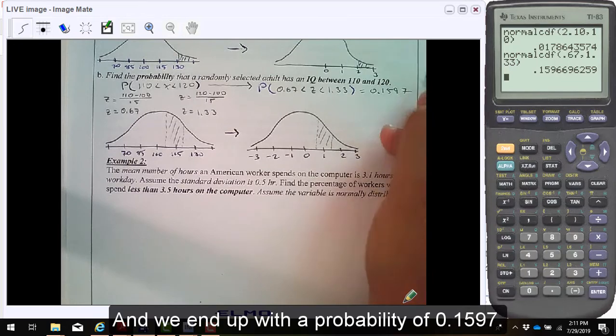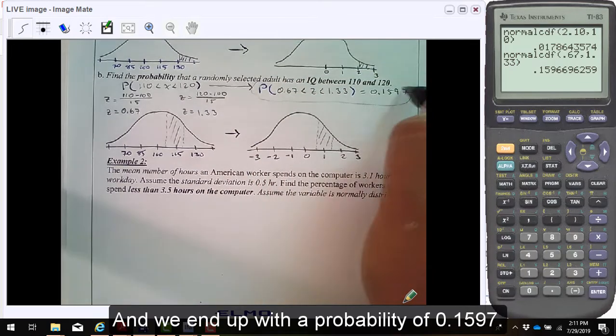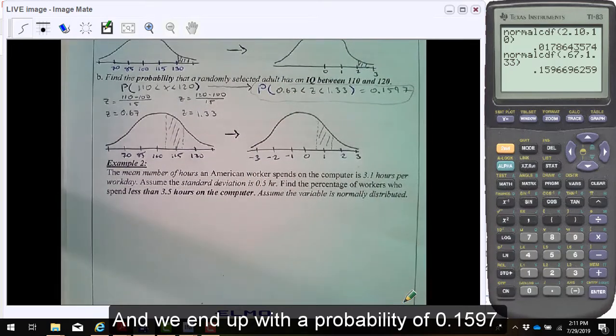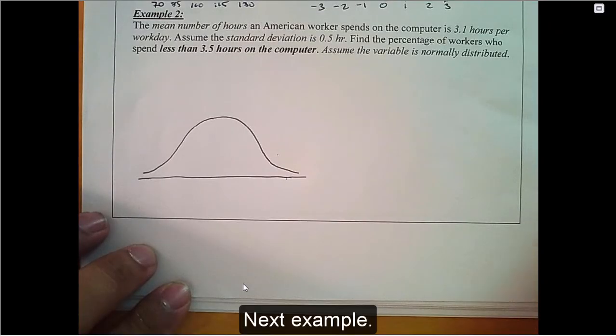And we end up with a probability of 0.1597. Next example.